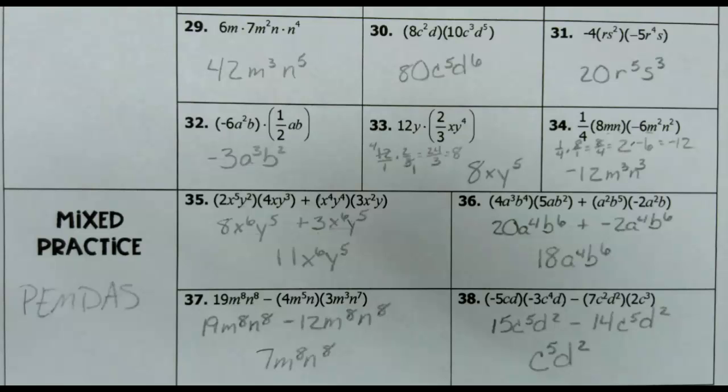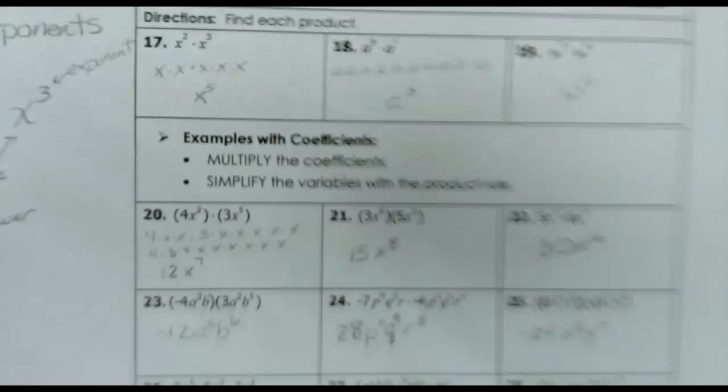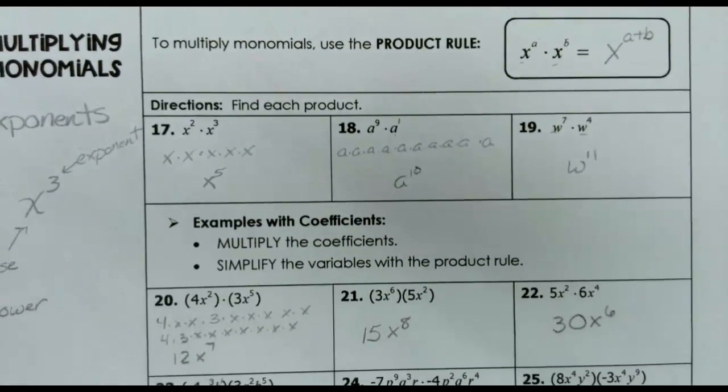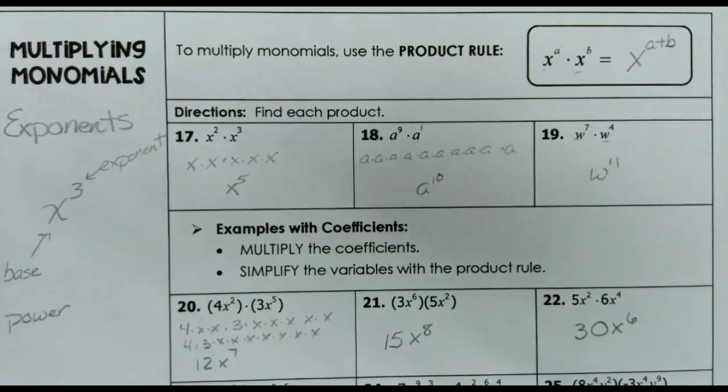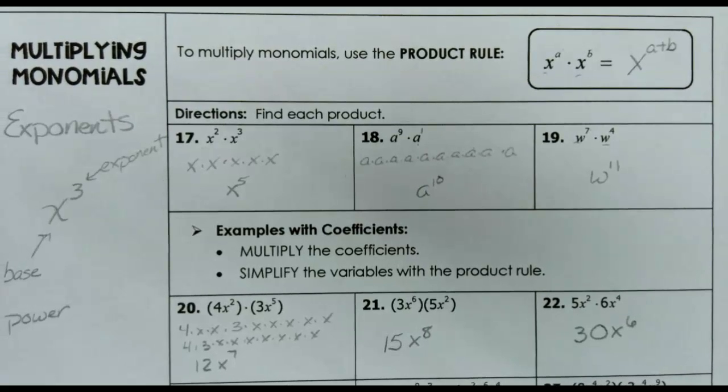So exponents. Remember, we have a base, we have an exponent. When we're multiplying, our product rule for multiplication, we're just going to slide all the way back up here. Our multiplication, we just keep the common base and add the exponents. If there's a coefficient, we multiply the coefficients, the number out front, and then we still follow the product rule for the variables.